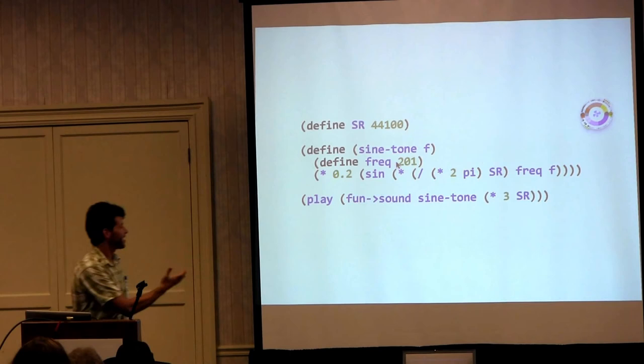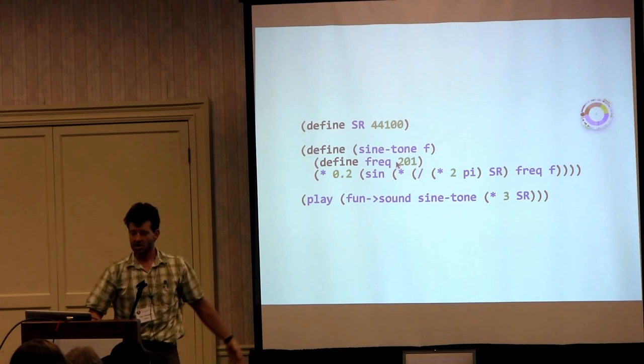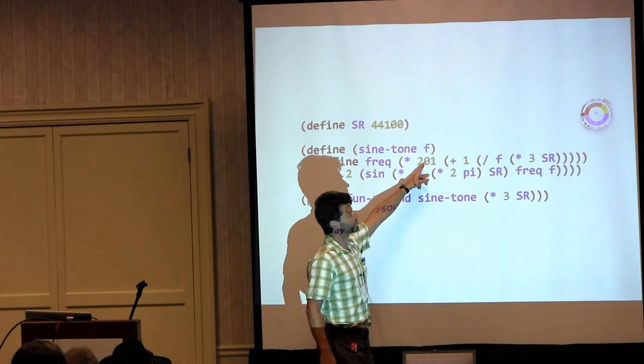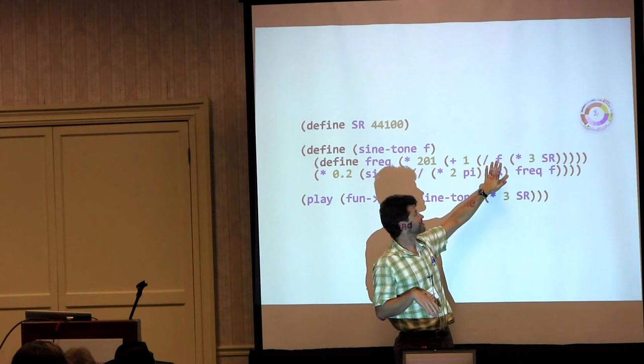There's a problem with this, it turns out. Let's say I wanted to do something that actually went up by an octave. In order to do that, I have to double the frequency. So instead of this 201, I'm going to replace this with something that goes from 201 up to twice that, by multiplying 201 times 1 plus frame over 3 times the sample rate.